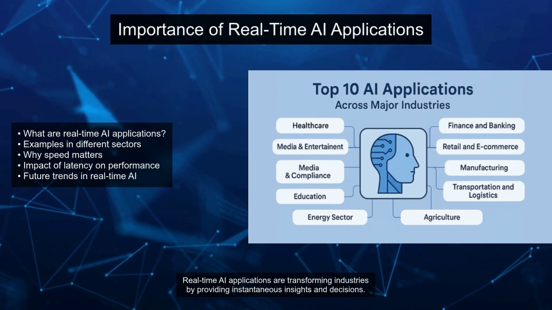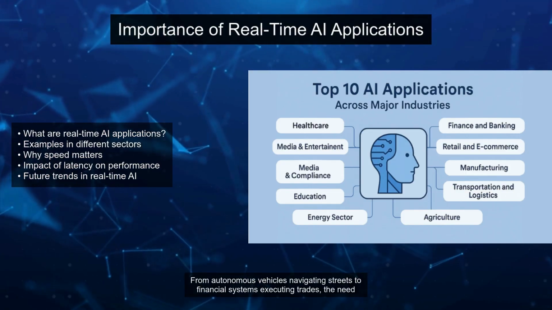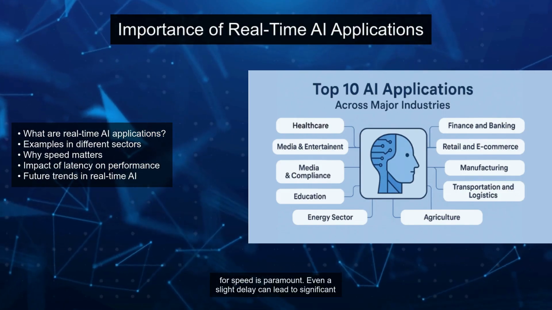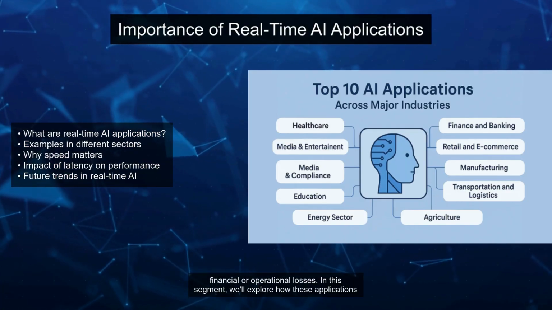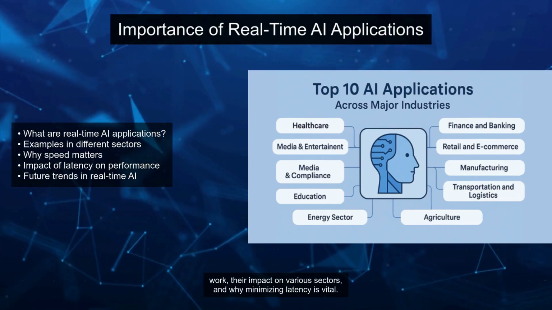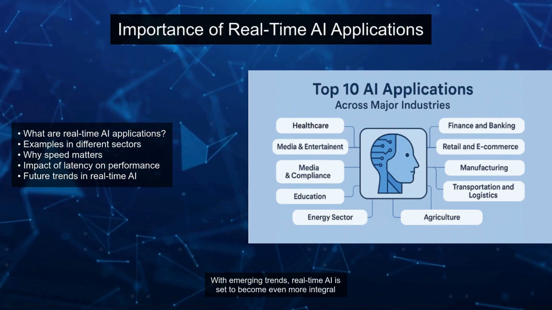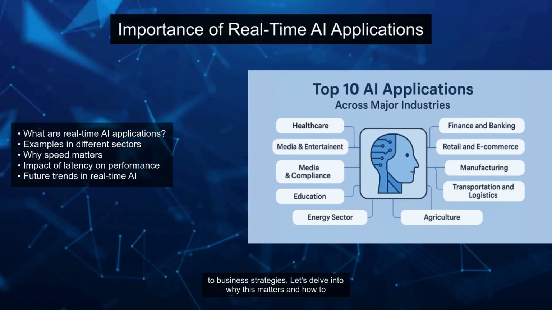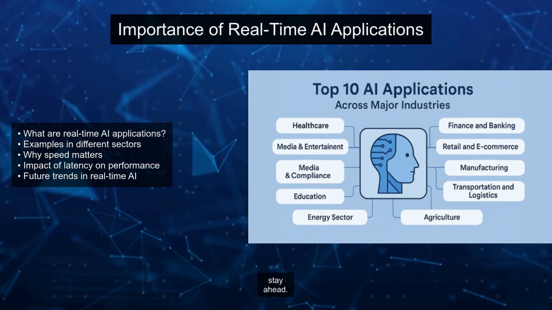Real-time AI applications are transforming industries by providing instantaneous insights and decisions. From autonomous vehicles navigating streets to financial systems executing trades, the need for speed is paramount. Even a slight delay can lead to significant financial or operational losses. In this segment, we'll explore how these applications work, their impact on various sectors, and why minimizing latency is vital. With emerging trends, real-time AI is set to become even more integral to business strategies. Let's delve into why this matters and how to stay ahead.